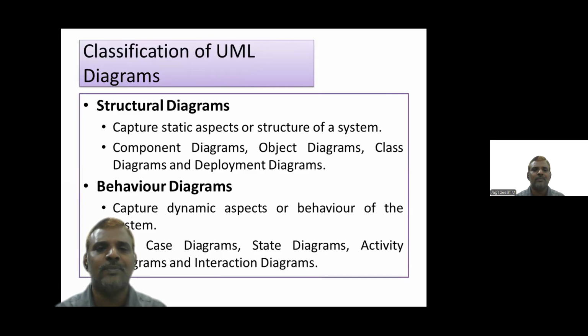Here, this will capture the dynamic aspects, the dynamic behavior of the system, unlike the structural, where we have captured only the static information about the system. Under behavioral diagrams, I can have use case diagram, state chart diagram, activity diagram, and interaction diagrams. Please make a note. Between these structural and behavioral, I have given some forms of UML diagram.